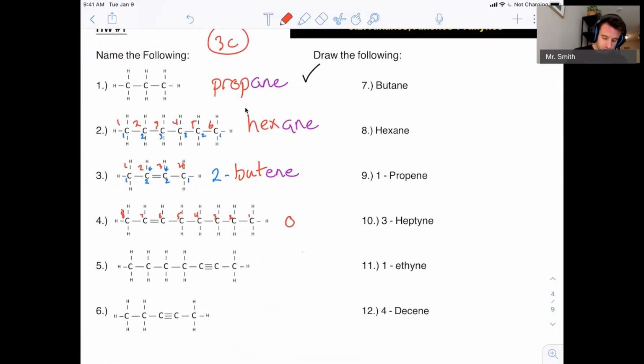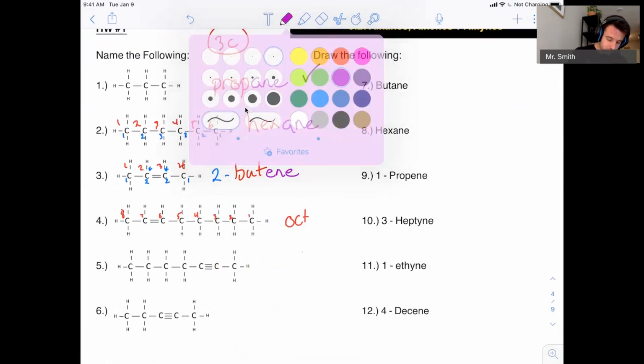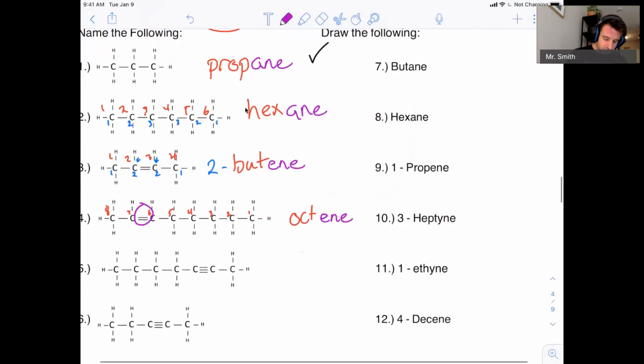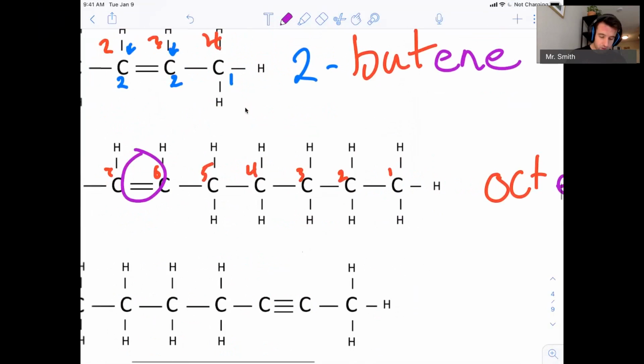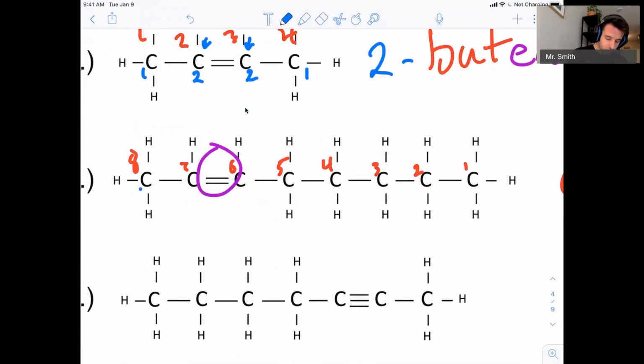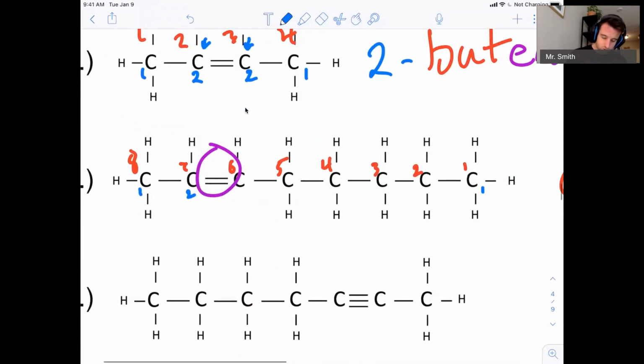So oct. And then we do have a double bond here once again. There's my double bond right there. So that's going to be ENE. Now we just have to go through the process of numbering everything. So I'm going to do that real quick. 1, 2, 1, 2, 3, 3, 4, and 4.